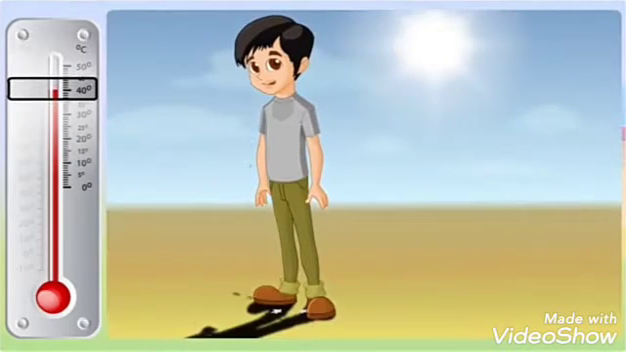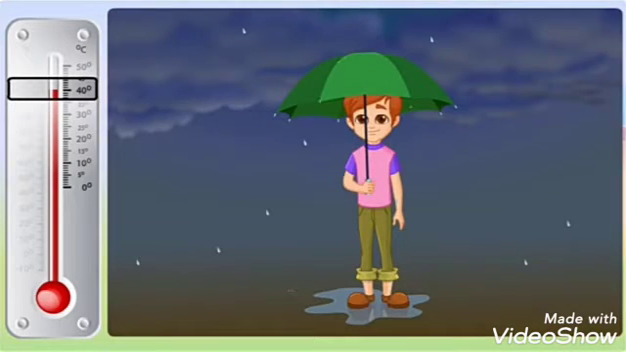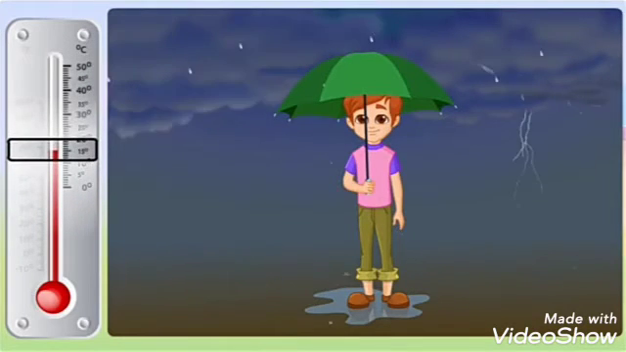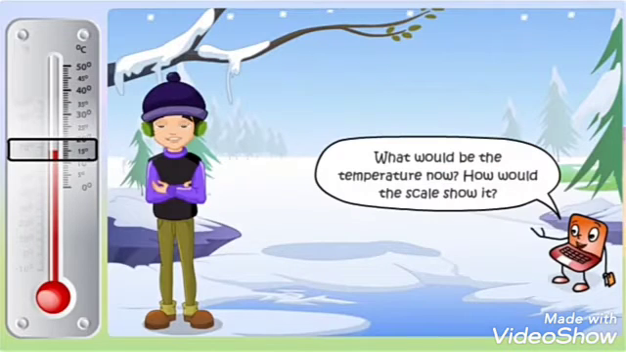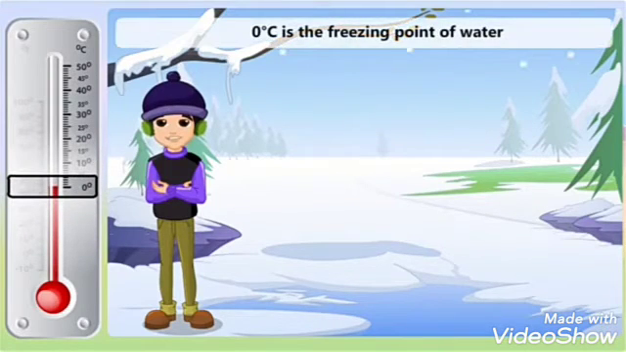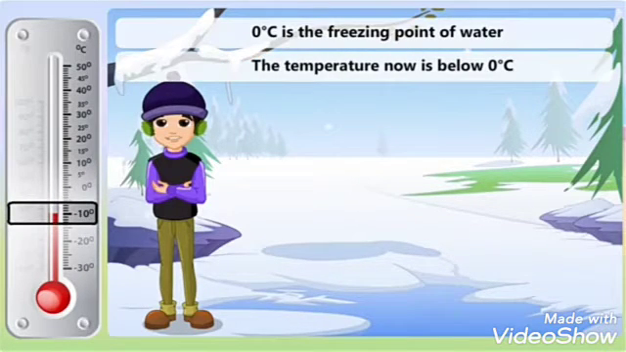It's a hot, sunny day. The temperature has shot up to 40 degrees Celsius. Wow! It's raining. The weather has become so cool. The temperature has come down to 15 degrees Celsius. What would be the temperature now? How would the scale show it? 0 degrees Celsius is the freezing point of water. Since we have snow everywhere, the temperature is now below 0 degrees Celsius. This is shown as a negative number with a minus sign like minus 10 degrees Celsius.